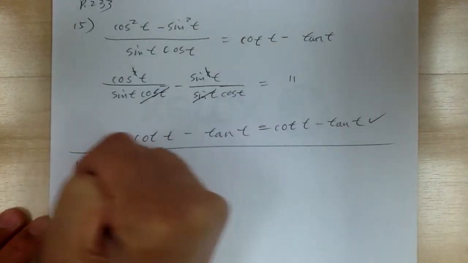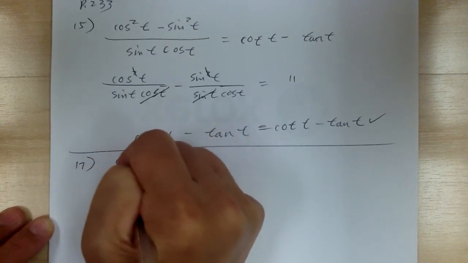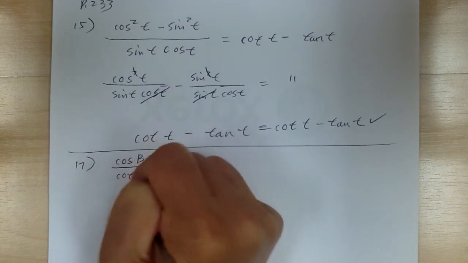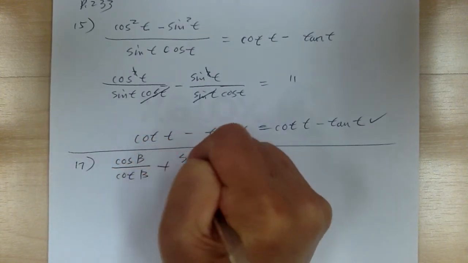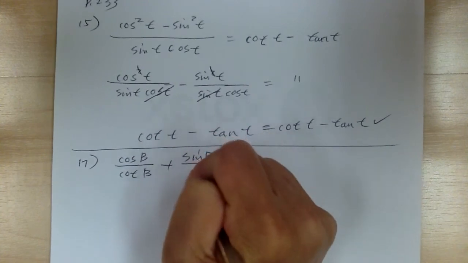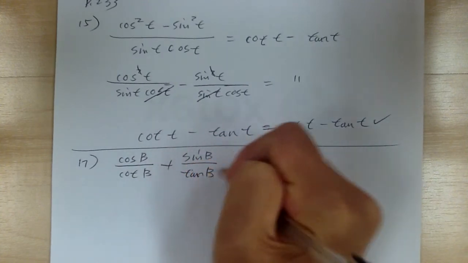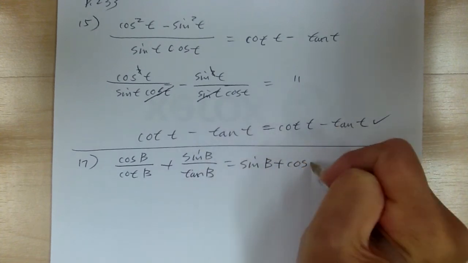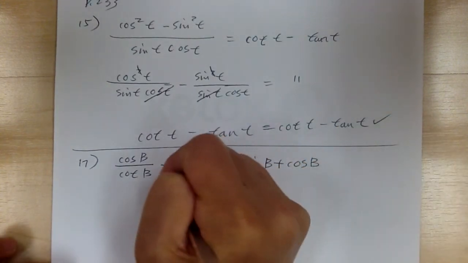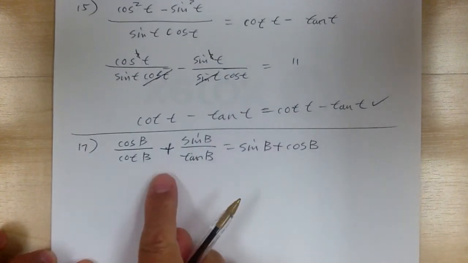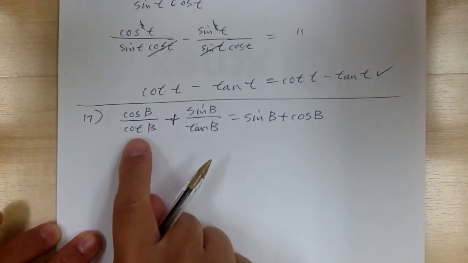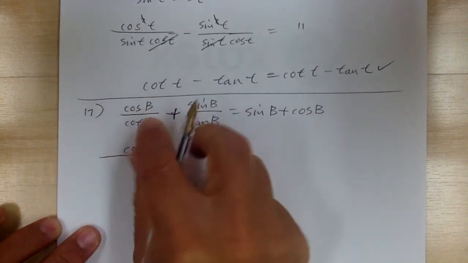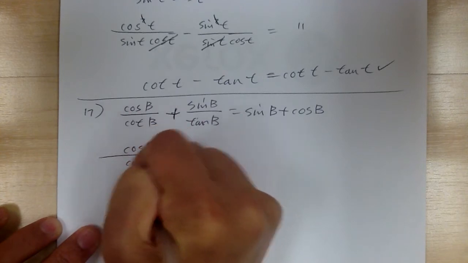Okay, let's go to 17. 17, you have cosine beta over cotangent beta plus sine beta over tangent beta equal to sine beta plus cosine beta. Okay. So again, this is more complicated, so let's go and simplify this side. And you want to change everything to sine and cosine. So cosine b over, cotangent is cosine over sine.